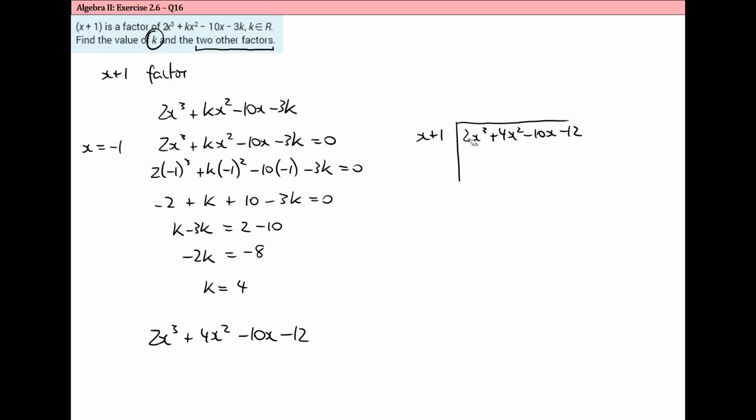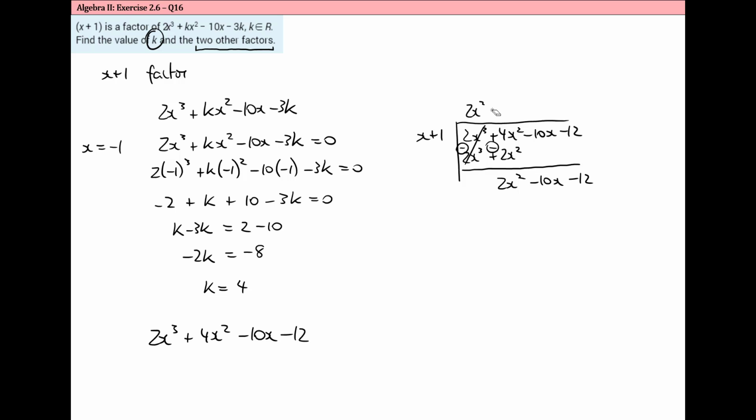So dividing x into 2x cubed, we get 2x squared. We're going to multiply 2x squared by x to give us 2x cubed, and 2x squared by 1 to give us 2x squared. We draw a line underneath, and we're going to subtract the second line from the first line by changing both the signs. 2x cubed minus 2x cubed is 0. 4x squared minus 2x squared is 2x squared, and then we'll bring down the 10x and the minus 12.